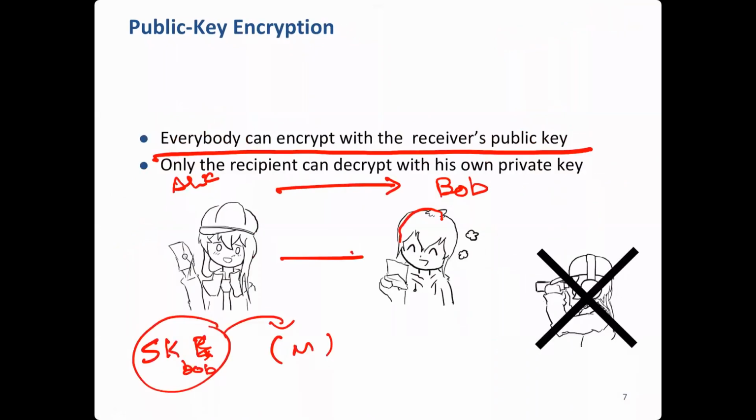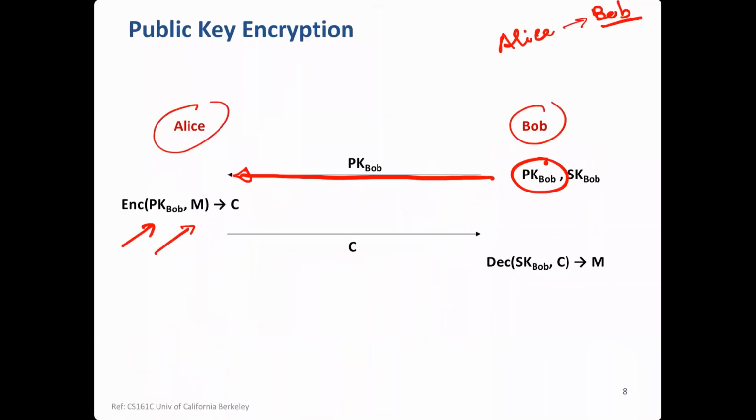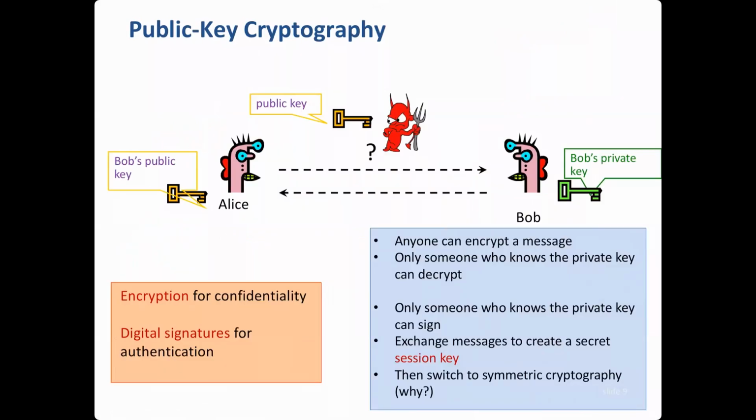I'm sorry, I think I used SK here, it should be PK. So you get ciphertext C, C goes to the other end, and then Bob uses his own private key to decrypt C and get M. Simple. And this diagram we have already seen, the same thing being depicted here.